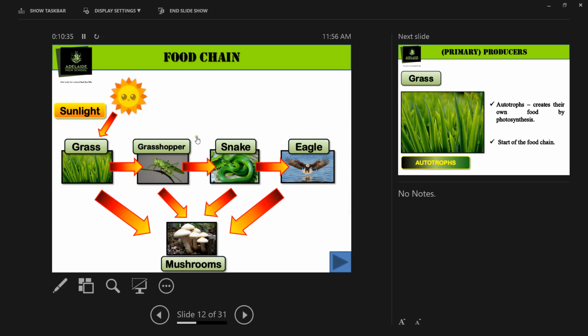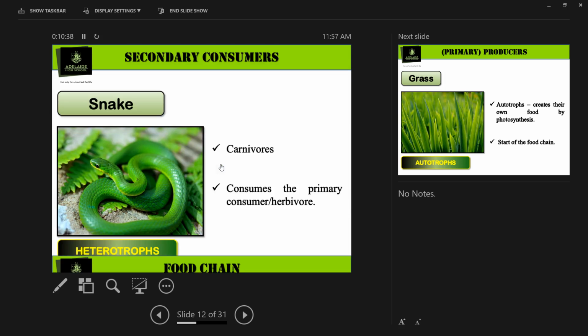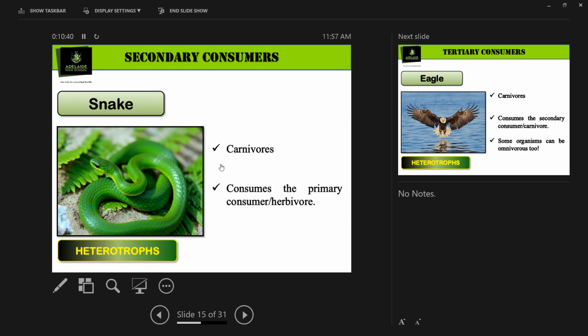Back to this. We'll move on to the snake. Carnivorous only eats meat. Herbivorous only feed on plants. So the unique role for this snake is actually to consume the primary consumer and also the herbivore. So there is a chain reaction. You know, I eat something, I'm being eaten by something. But of course, this is not the case for human beings. All right.